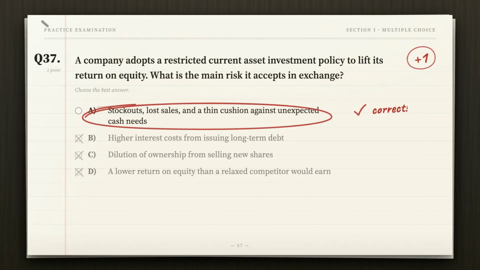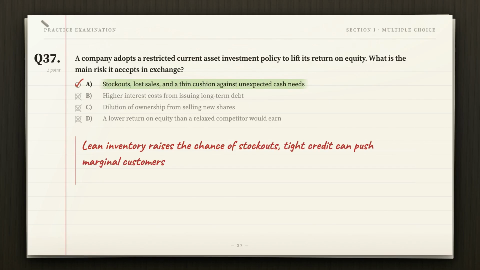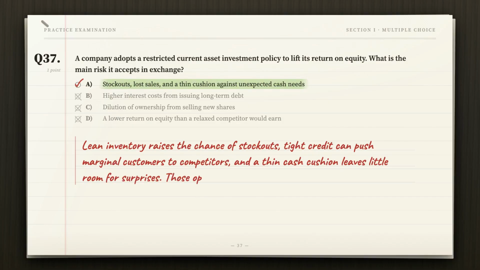The correct answer is A. Stockouts, lost sales, and a thin cushion against unexpected cash needs. A is correct because lean inventory raises the chance of stockouts. Tight credit can push marginal customers to competitors, and a thin cash cushion leaves little room for surprises. Those operating and liquidity risks are the price of the higher return.